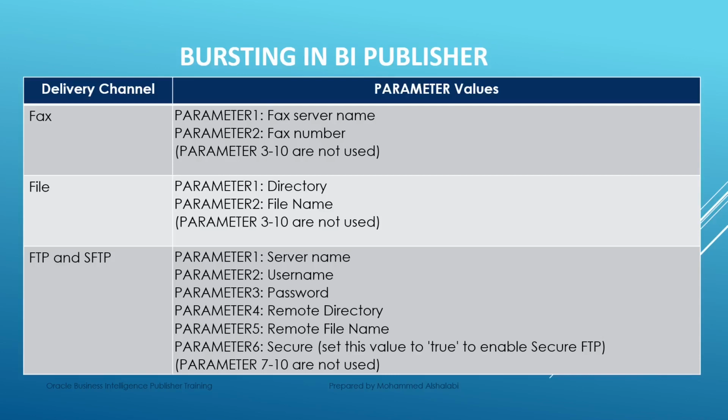For FTP and SFTP, we have parameter 1 server name, parameter 2 username, parameter 3 password, parameter 4 remote directory, parameter 5 remote file name, parameter 6 secure. Set this value to true to enable secure FTP. Parameters from 7 to 10 are not used.